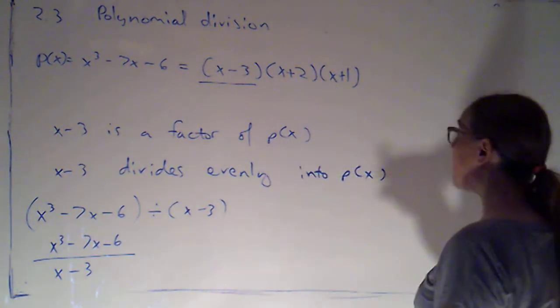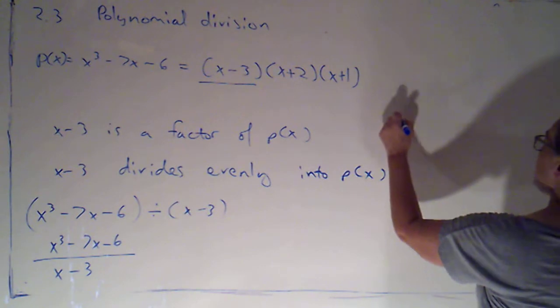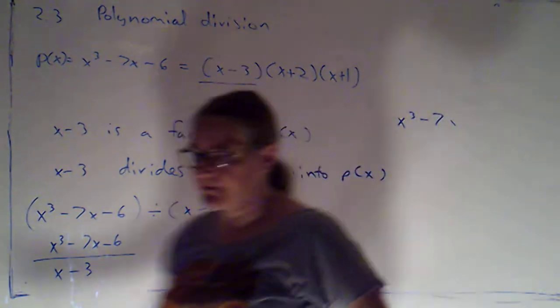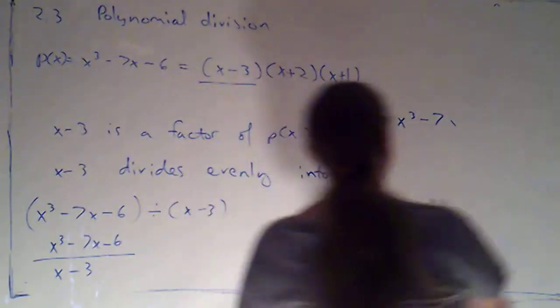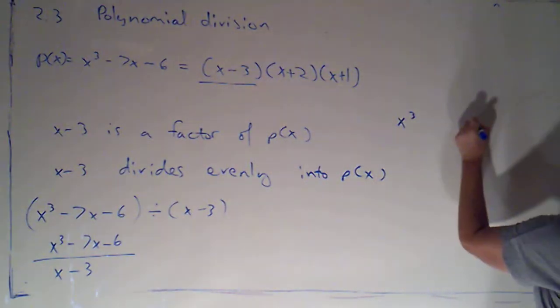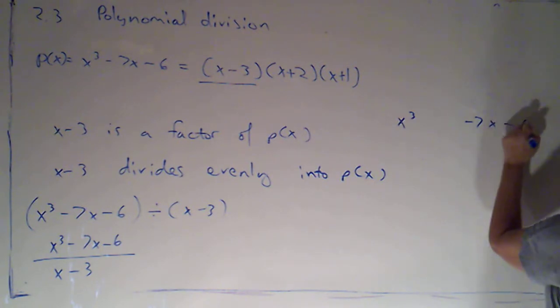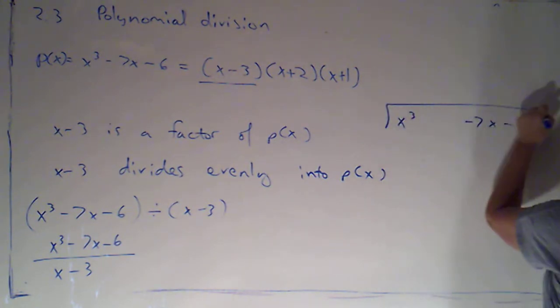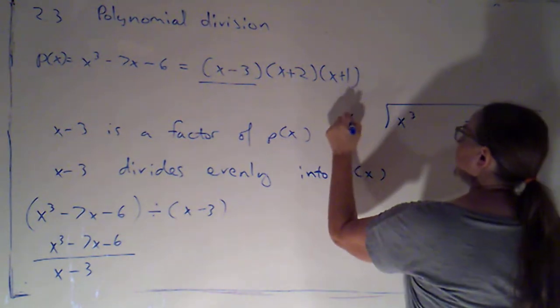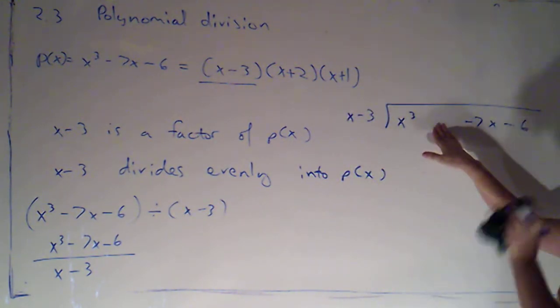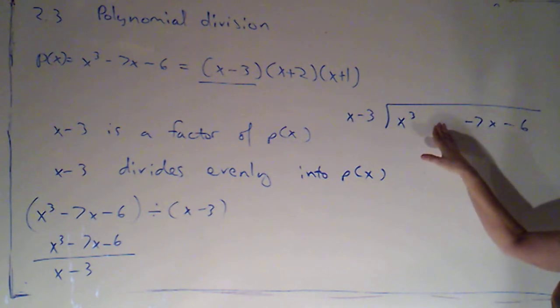And then I've got another way that I could write it. I could write it as a long division problem. So I could say it's x cubed, oops, I'm going to leave some space, minus 7x, minus 6, divided by x minus 3. I left a little space here. I'll come back and address that in a moment.